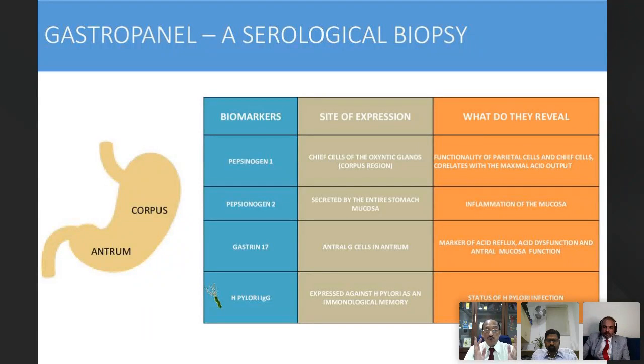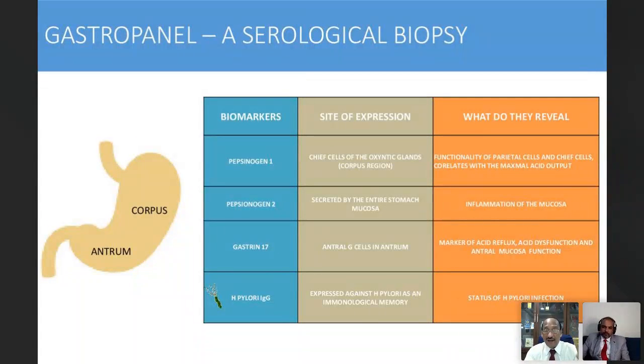In order to have normal pepsinogen 1, the chief cells or the oxyntic cells have to be intact. If they are damaged, then the pepsinogen levels will go down. Pepsinogen 1 is in the corpus region, the body here, whereas pepsinogen 2 is produced by the entire stomach. These can be affected by inflamed mucosa, and then the pepsinogen 2 can go down.